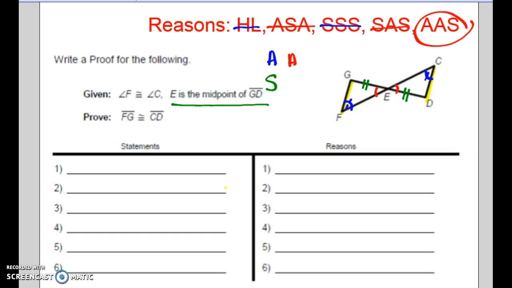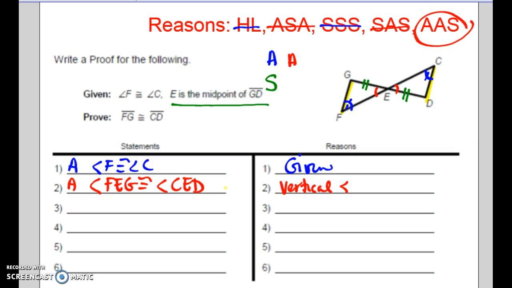All right, so let's start with the first angle, and that is angle F is congruent to angle C, and that reason is it was given. And then let's do my next angle. We're going to say that angle FEG is congruent to angle CED. And my reason there, vertical angles are congruent. We've done that algebraic proof, so we can use that now.